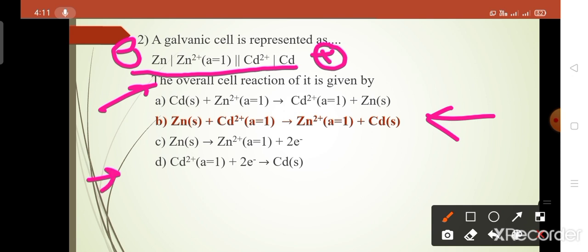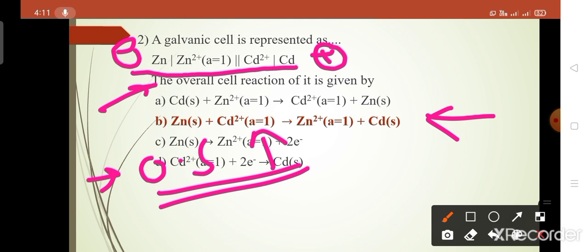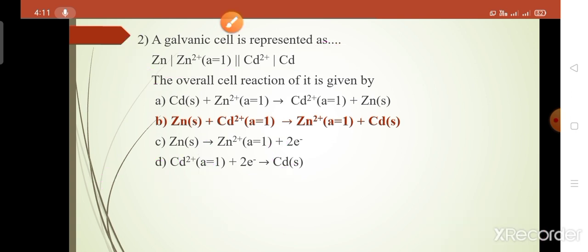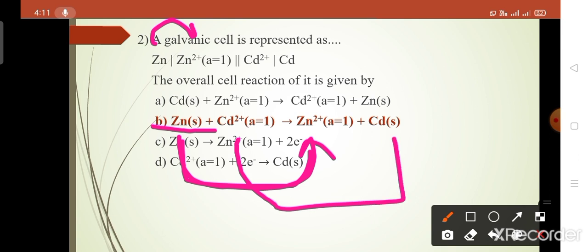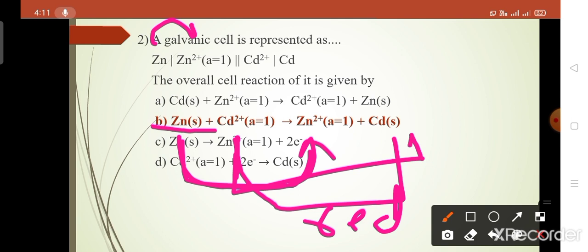Oxidation means what? The oxidation state is increased at the anode in the oxidation reaction, and the oxidation state is decreased in the reaction at the cathode. So in this reaction the oxidation state is increased by 2, and this reaction takes place at the anode, Zn to Zn2+. The other is a reduction reaction, because the oxidation state is decreased: the oxidation state is 2+ on the cadmium, and here the oxidation state is 0 on the cadmium.